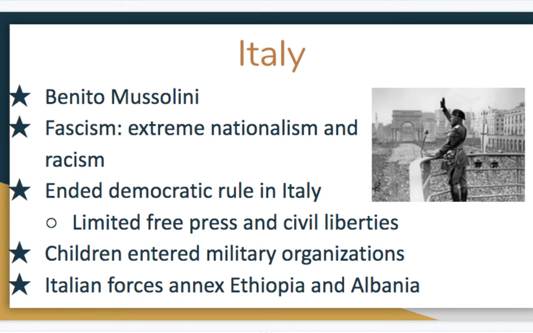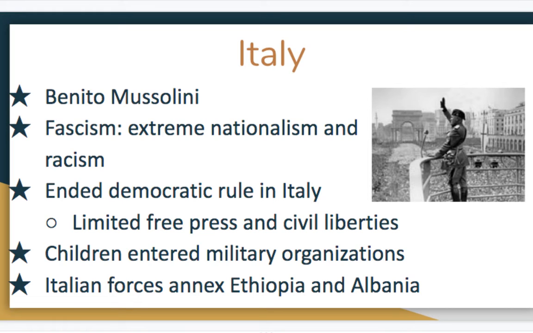Italy was very fearful of the idea of communism. So it ended democratic rule over Italy, and it limited the free press and civil liberties of its people. Once Mussolini comes into power, he quickly finds a way to strip the power of other people in order to make himself stronger.